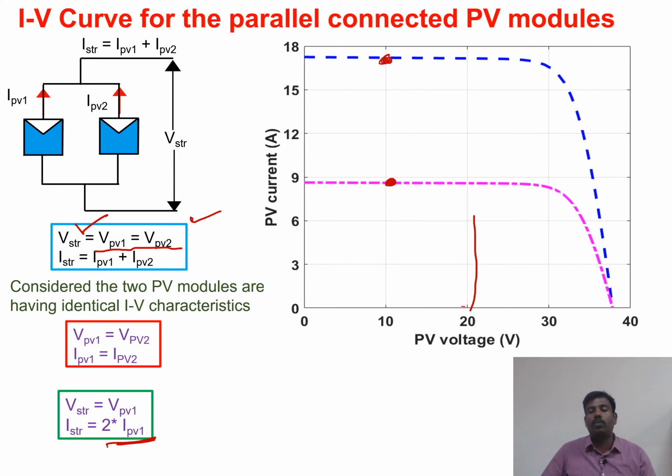Similarly for 20 volts, from the voltage you find this and mark here. You can mark different operating points like this, and at last you will get an IV curve which is given by this. In this IV curve of parallel connected PV modules, the voltage across the string is equivalent to the voltage across the module, whereas the current is doubled. Whereas in a series connection, the voltage was doubled and the current was the same. And in both cases, we have assumed that the 2 modules have identical characteristics.